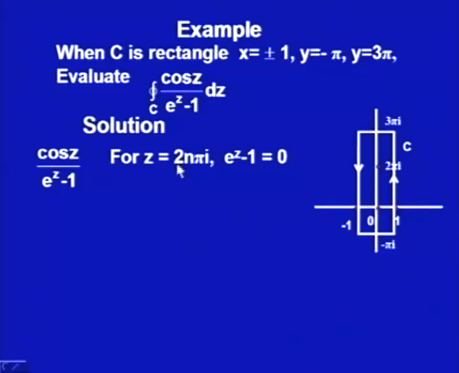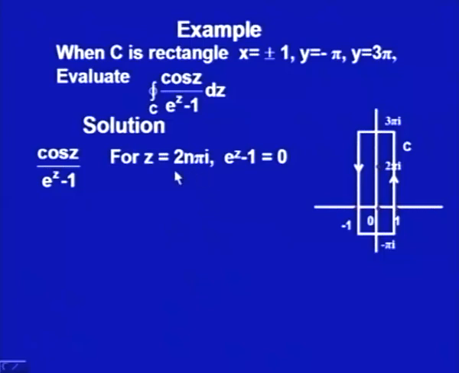The singularities we would have when n is equal to 0, z is equal to 0, is the origin, certainly interior to this given contour. Then for n is equal to 1, z would be 2 pi i, that is on the imaginary axis at 2 pi. Since we are going from y is equal to minus pi to y is equal to 3 pi, y is equal to 2 pi is certainly inside, or interior to, C.